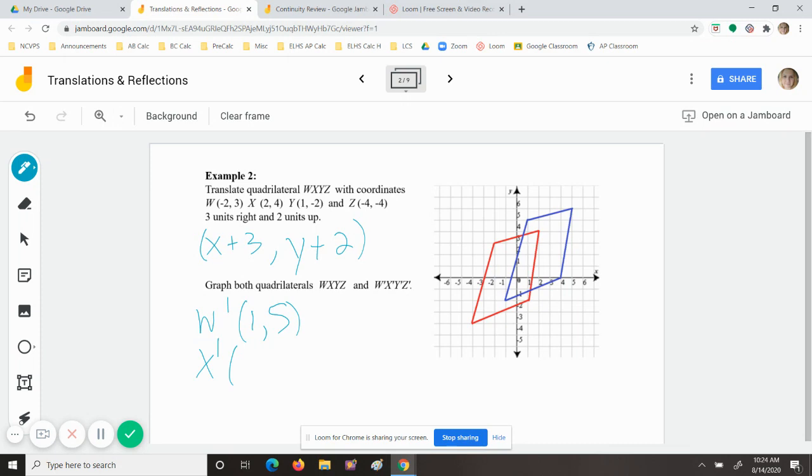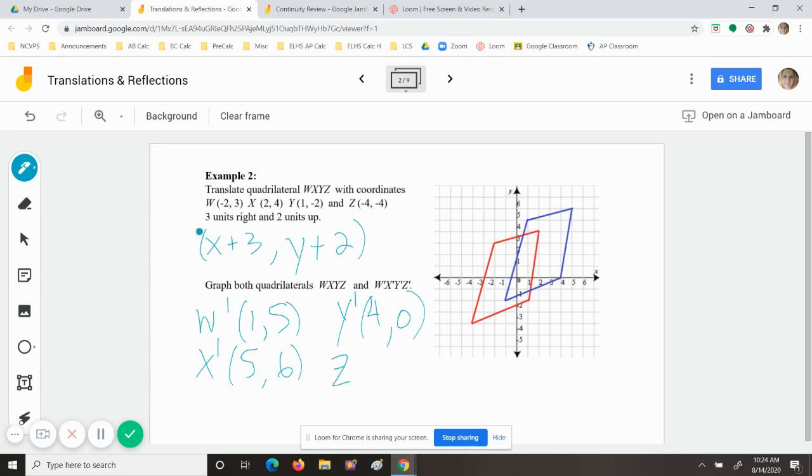X. We want to add 3 to the x. 2 plus 3 gives us 5. Add 2 to the y. 4 plus 2 gives us 6. The new coordinates for y. 1 plus 3 gives us 4 for the x. -2 plus 2 gives us 0 for the y.